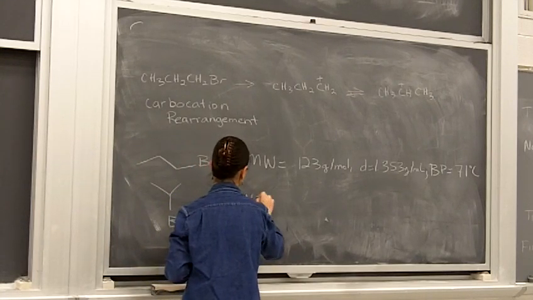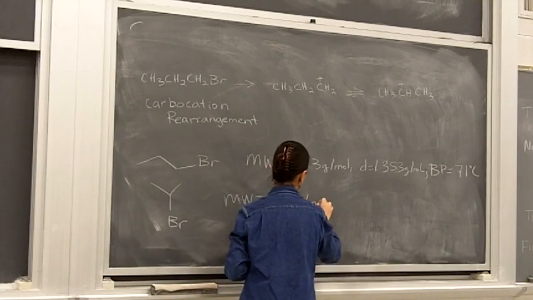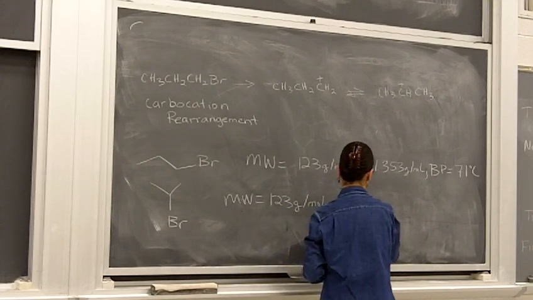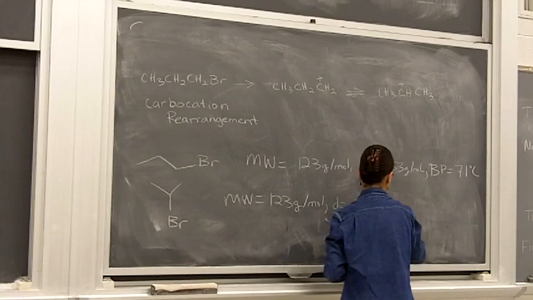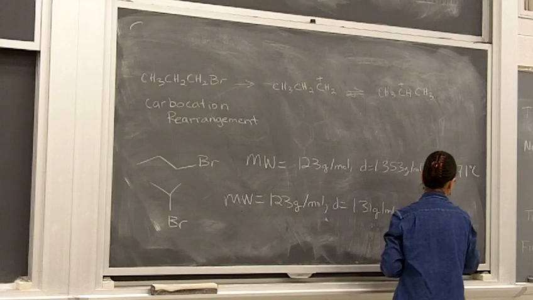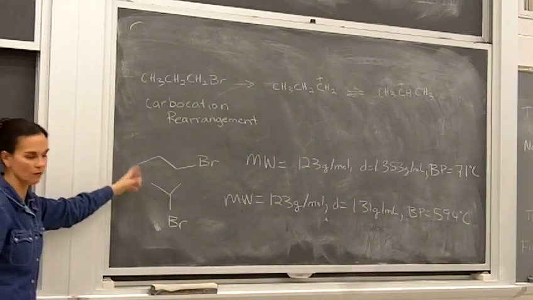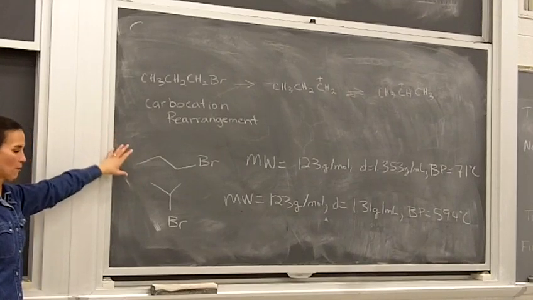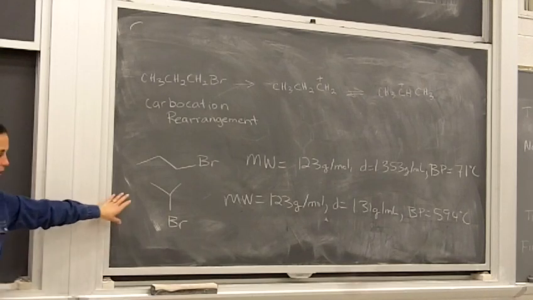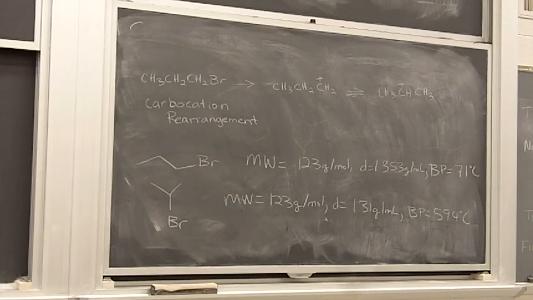its molecular weight is going to be the same thing, right? Because it's just an isomer, 123 grams per mole. Its density is 1.31 grams per milliliter. And its boiling point is 59.4 degrees C. So now you have that information for the bromopropanes, okay? And that would be the extra information that you need in your lab manual or in your lab notebook besides figuring out amounts, all right?